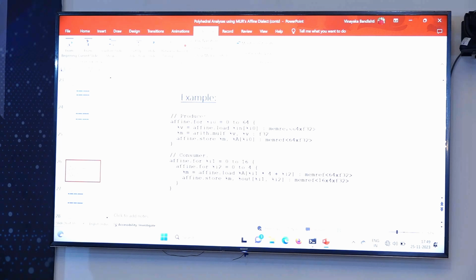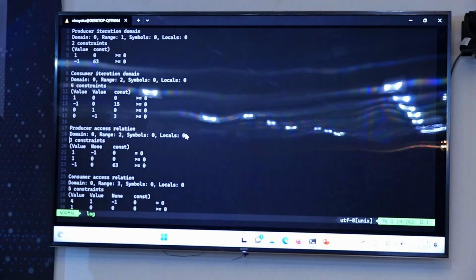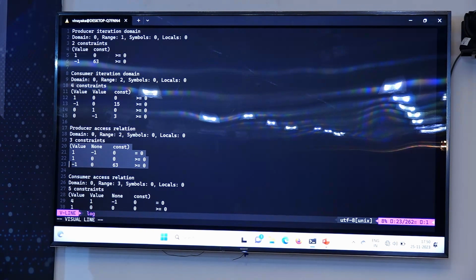Producer access relation, it's an identity. So M is I here. Right? So yeah, this is the same, right? These two were anyway there. These are the constraints on the I, and I equal to M. This is the equality that is there.